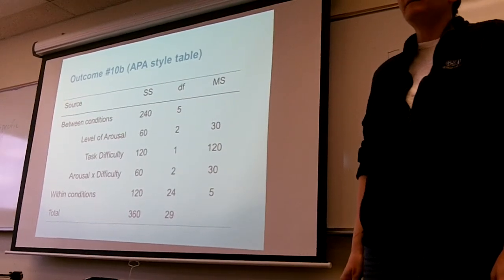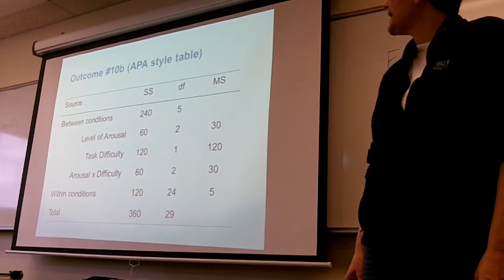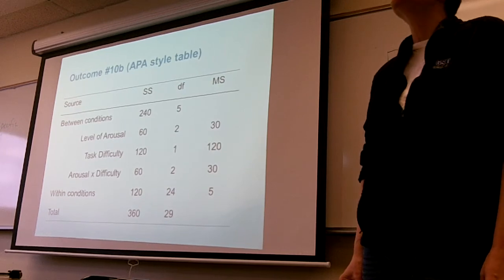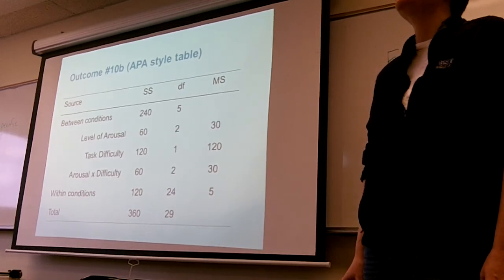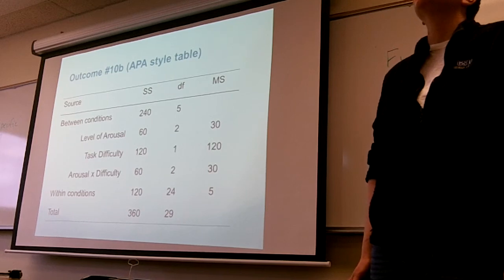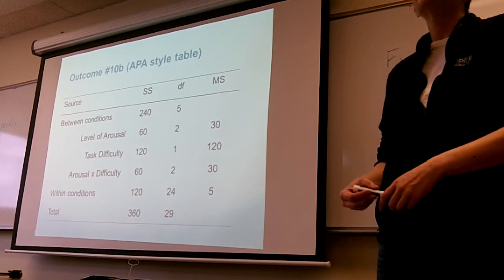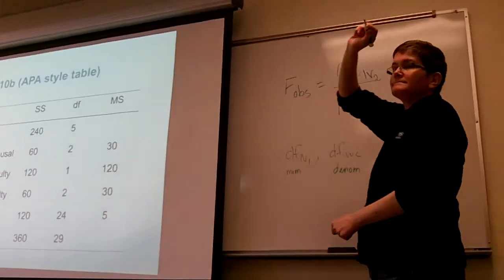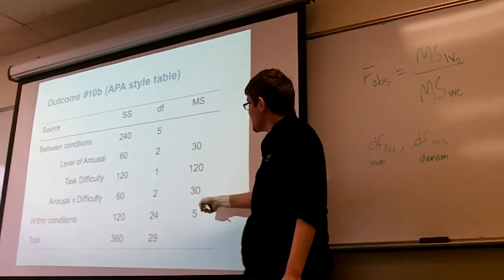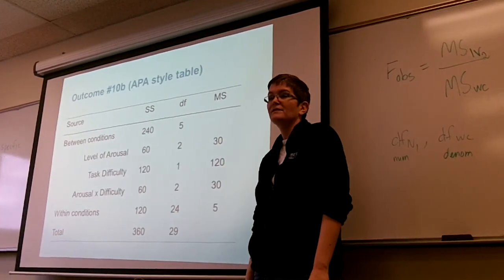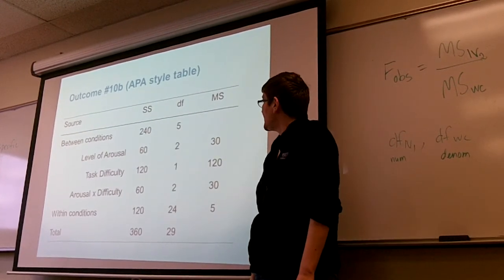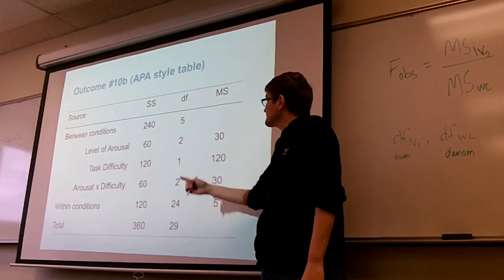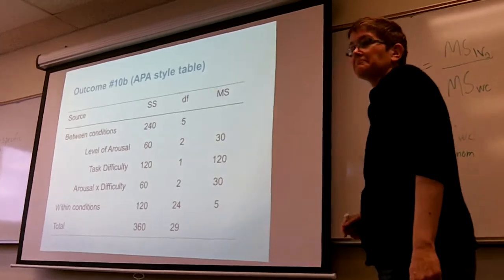All right, let's see if you got the pattern. I want to calculate F observed for the main effect of task difficulty. What am I going to use in my formula for the main effect of task difficulty for F observed? 120. Yeah. All I'm going to do is switch that out. Ta-da! So now it's 120 over 5 will give me F observed. And what degrees of freedom am I going to use to look up the critical value? 1 and 24. Yep.